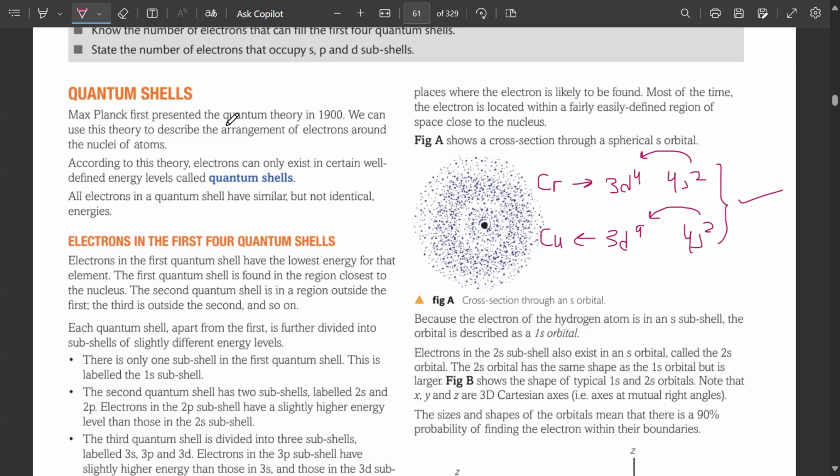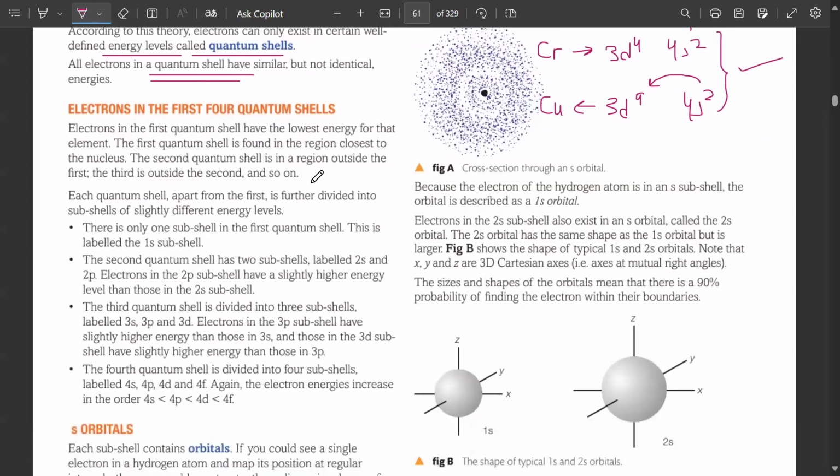So Max Planck first presented the quantum theory in 1900, and by this theory we were able to describe the arrangement of electrons around the nuclei of the atom, which we defined as energy levels. We call them quantum shells, and all electrons in a quantum shell have similar but not identical energies. Electrons in the first quantum shell have the lowest energy, and as it moves away from the nucleus, the energy keeps increasing from second to third and so on. Each quantum shell, apart from the first, is further divided into subshells of slightly different energy levels as well.